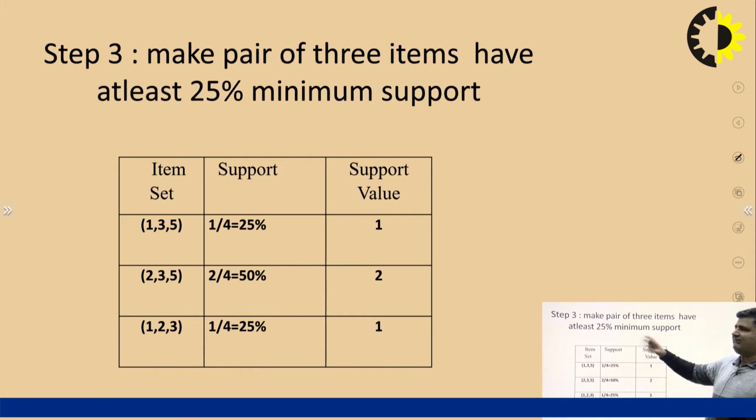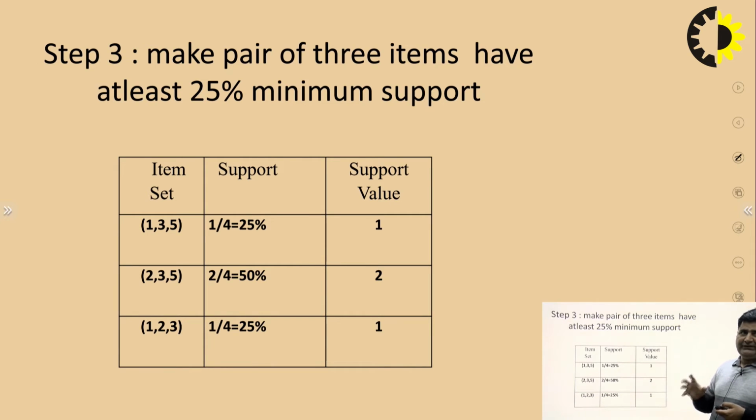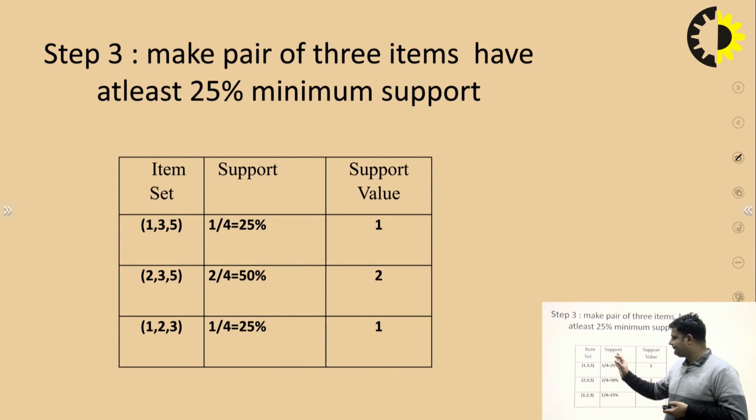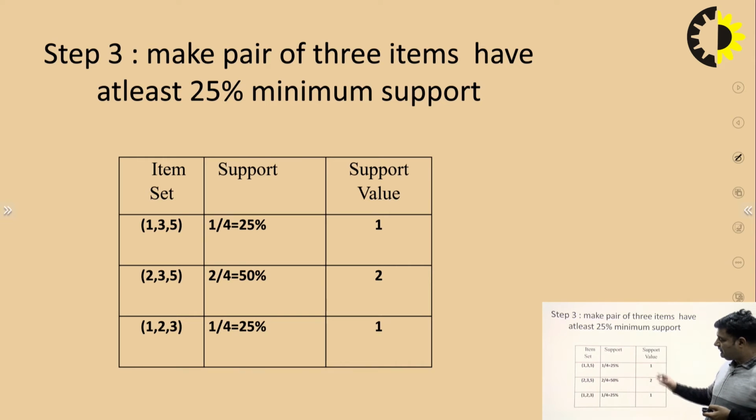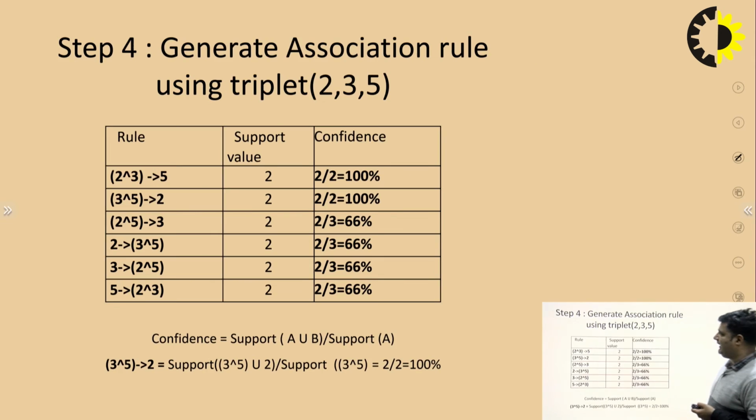So in this, when we make the 3-item sets, we try to take the minimum of at least 25% value. There may be a number of options for the 3-item sets, but we simply remove all of them, because we try to focus on the 25% and 50%. Minimum we are at 25% in this case. So they are the number of values for this.